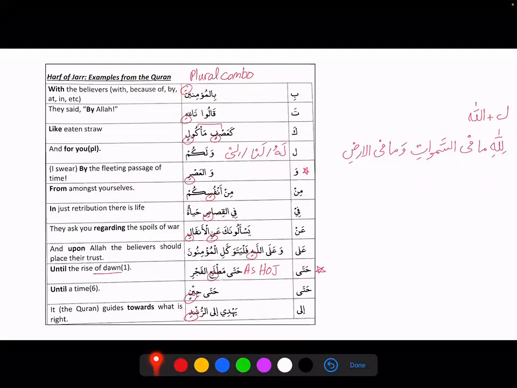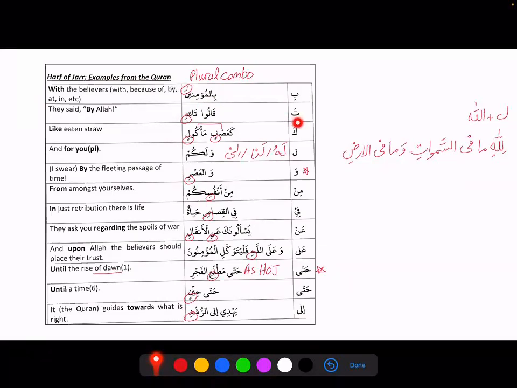So mu'minun, mu'minan, mu'minin, mu'minani, mu'minaini, mu'minin, mu'minuna, and mu'minina. Okay, so this ba is harfu jar and al mu'minina is ism majrur over here. And how are we going to translate? What does mu'minina mean? Believers. The believers. With the believers. Yes, with the believers, by the believers, right? So all these meanings can be taken according to the context.